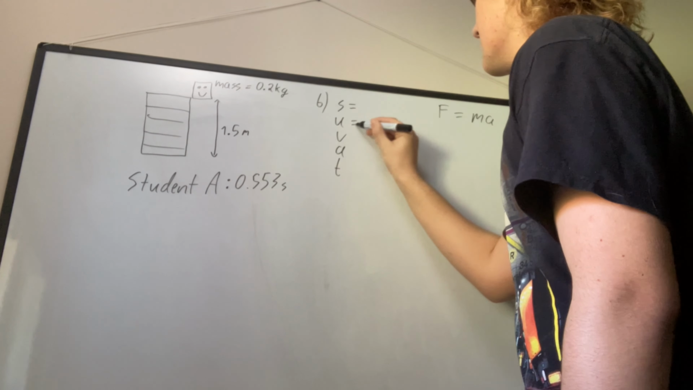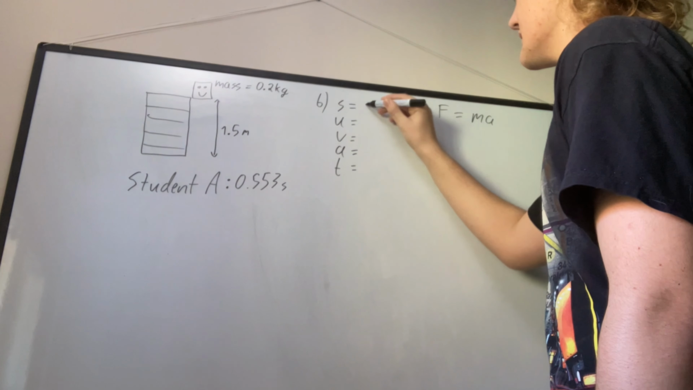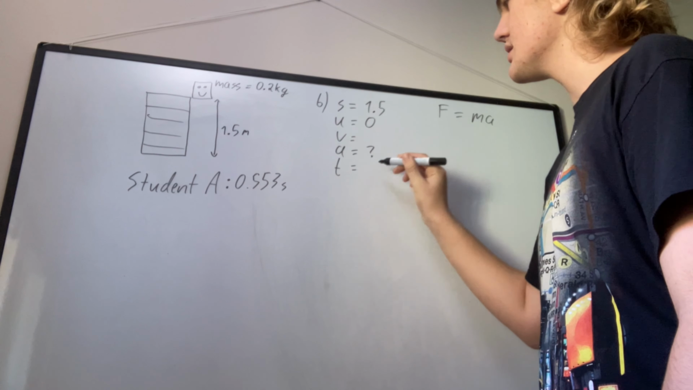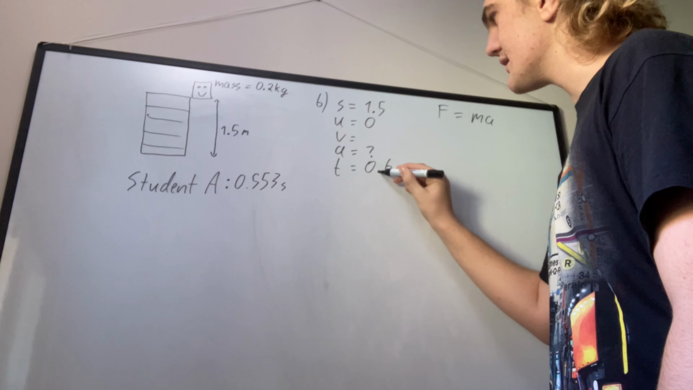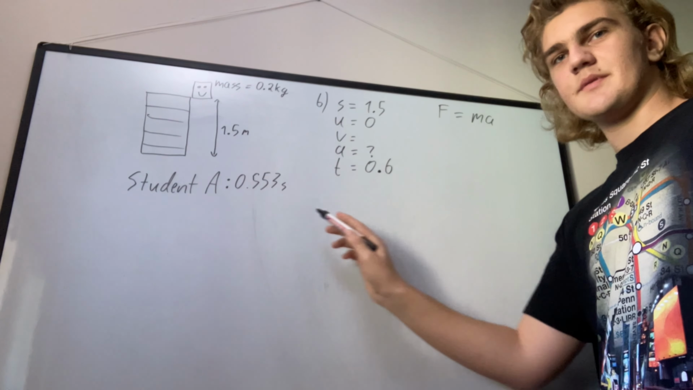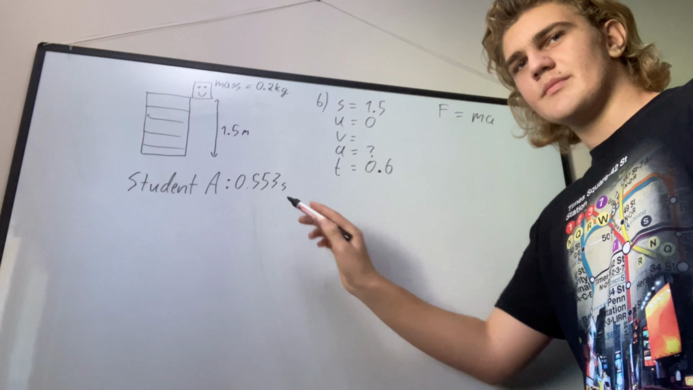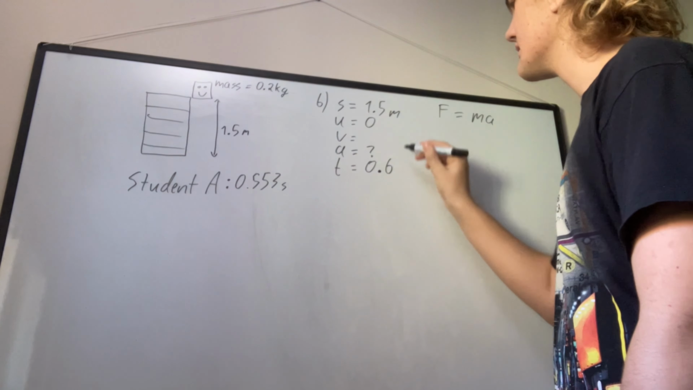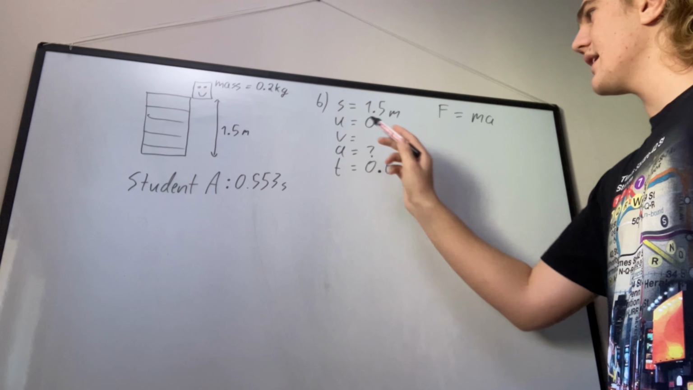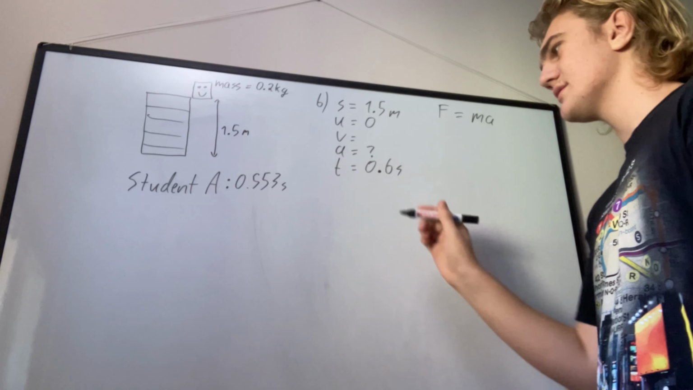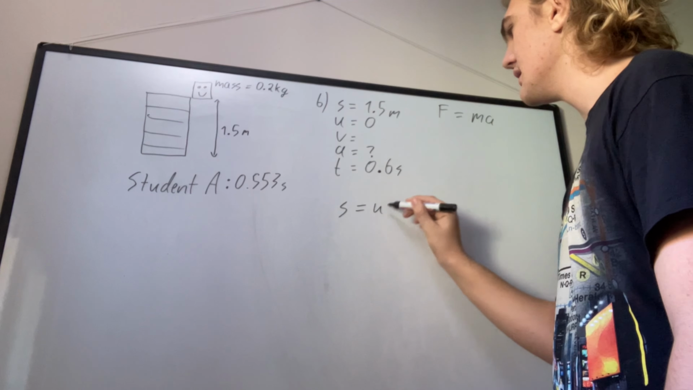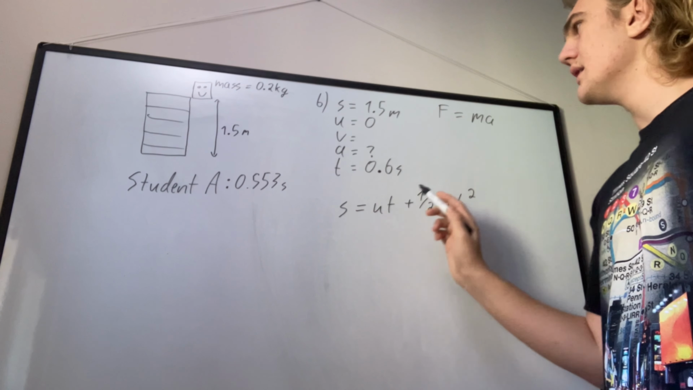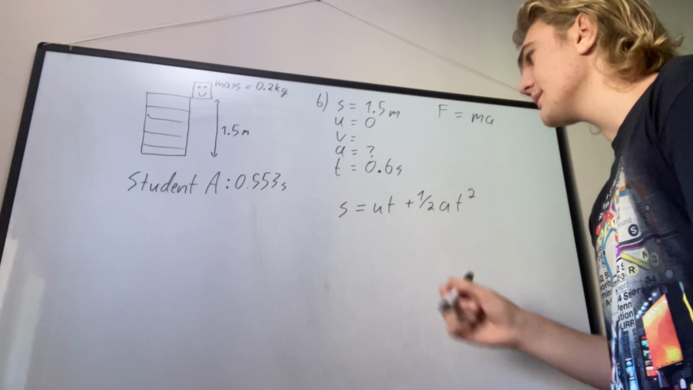S-U-V-A-T. The distance is still 1.5 meters and it starts from rest. We want to find the acceleration, and it tells us this time is 0.6. And we can see that that means that it's been falling for slightly longer because of this resistive force than in Student A's model. Something to notice. So here we have S, U, A, and T. So I'd say use the same formula as before this time. S equals UT plus a half AT squared. Again, U is 0, so I'm not going to write that part.